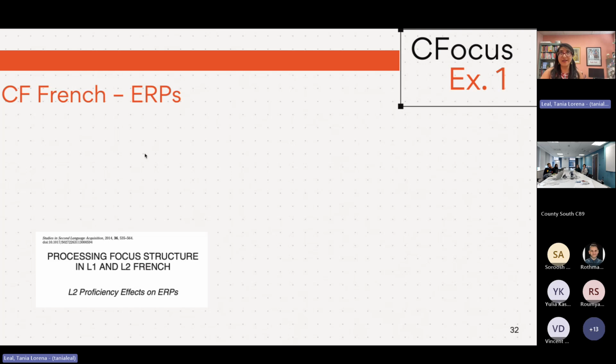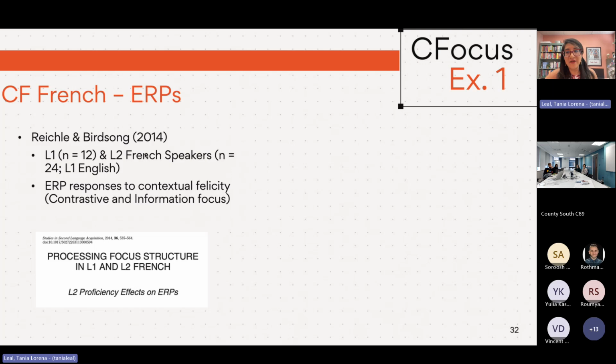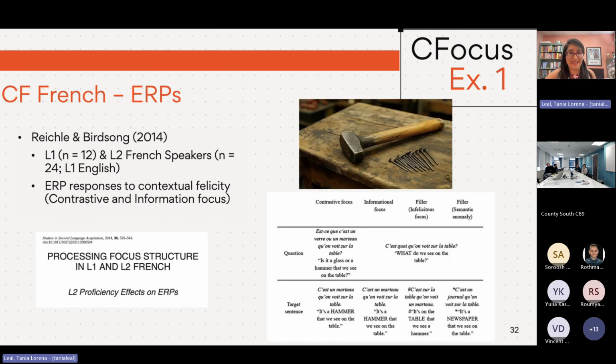There's just 2 studies that I know of with L2ers and ERPs. One of them is Pepe Alemán Bañón, which is a very, very clever study. And also the one that fits in this presentation a little better is a contrastive focus in French with ERPs, which Reifle and Birdsong did with French. And the design is also very clever. The participants saw sentences like these, and I know it's hard to read, but they saw a picture. Here you see a hammer on top of a table.